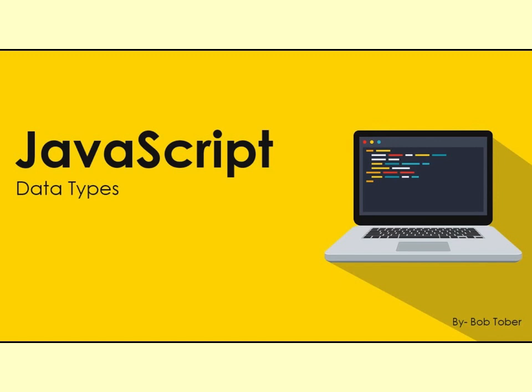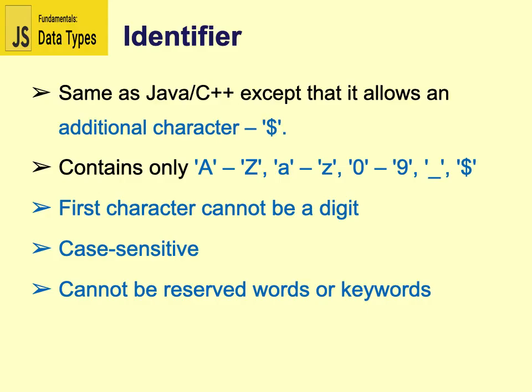Dear students, today we will be discussing data types of JavaScript. So we will be starting with identifiers. Identifiers are the same as in Java or C++, except that JavaScript allows an additional character, the dollar symbol.